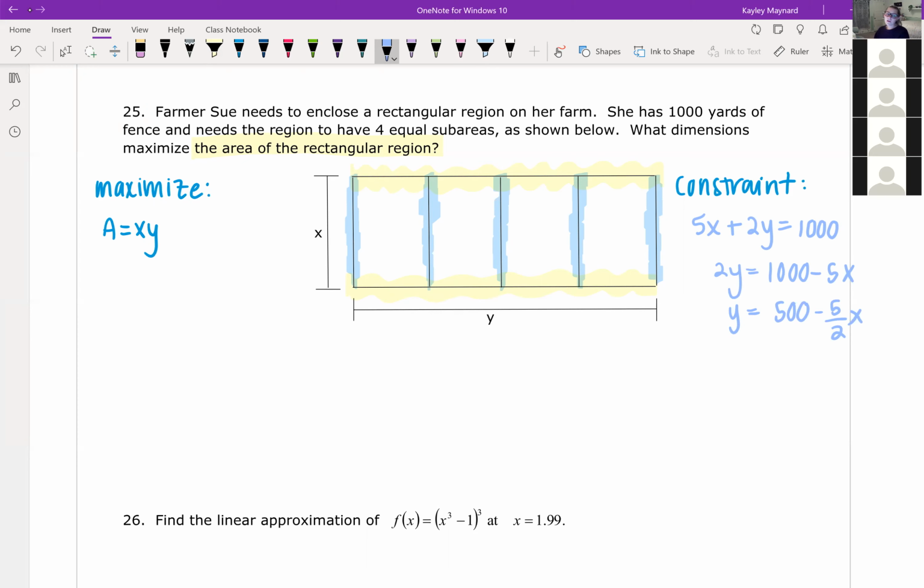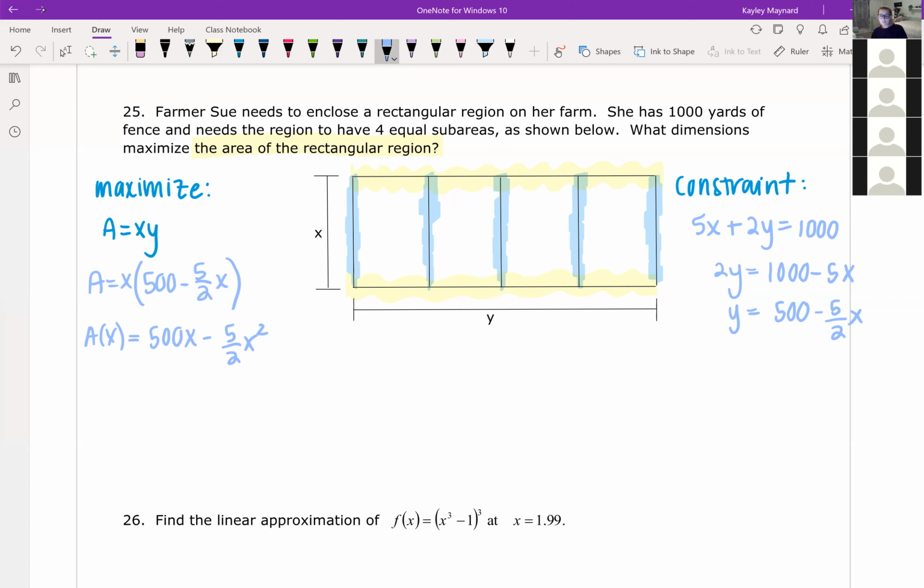Okay, plug this into the equation that you are maximizing. So A equals x times 500 minus 5/2 x. And now this is solely in terms of x, so I'm going to write it as A of x equals 500x minus 5/2 x squared.